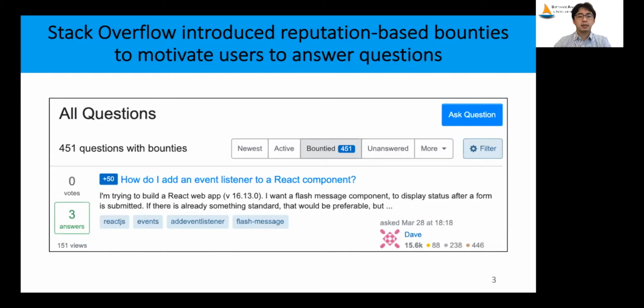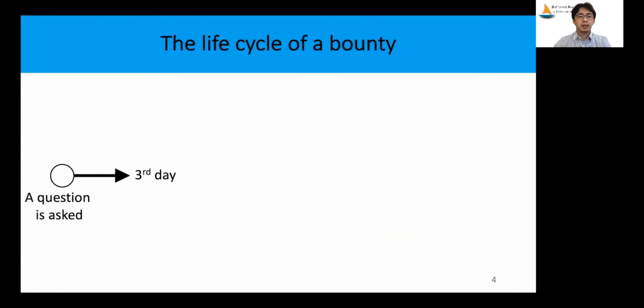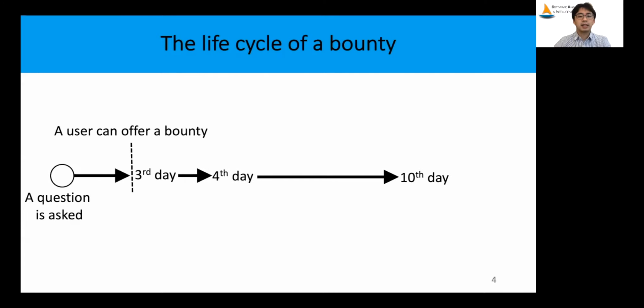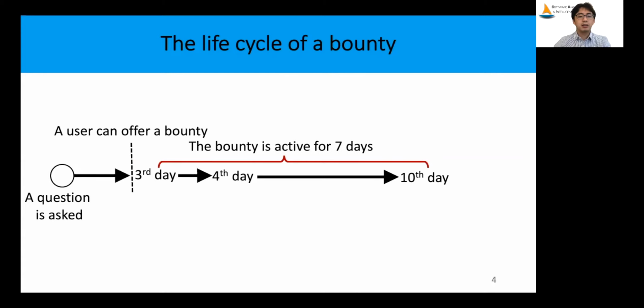In this mechanism, a user can offer reputation points as a bounty on a question. The bounty question will be highlighted with a special tag and shown on the home page. More specifically, on the third day after a question is asked, anyone can propose a bounty on it, and the bounty will be active for 7 days. The user can award a satisfying answer between the 4th day and the 11th day.